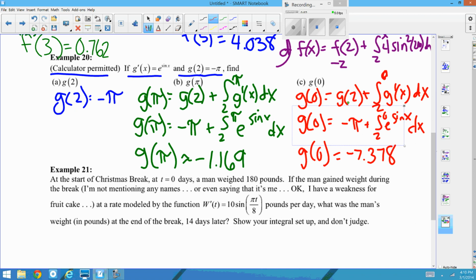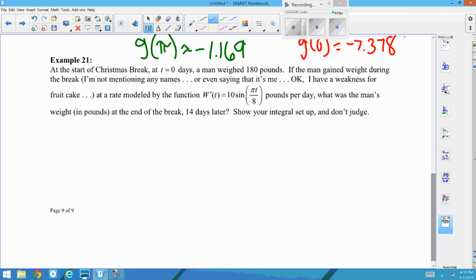And now, finally, to our last problem of this section. All right, at the start of Christmas break, it would be great if we could have been at the fundamental theorem of calculus, but we're not. All right, so a man weighed 180 pounds. So what that's saying is, we're looking at a weight function, W of 0 is 180. So now, here's our function, in pounds per day. That's the rate of his weight in pounds per day.